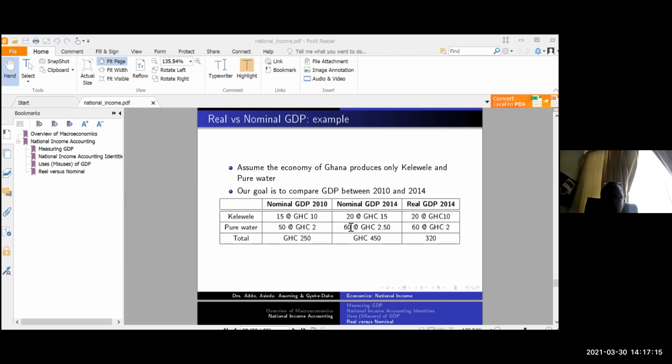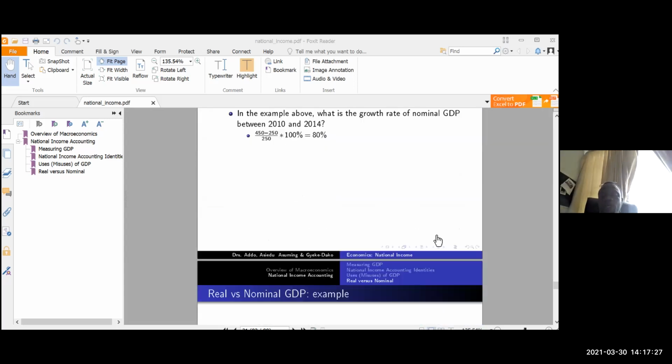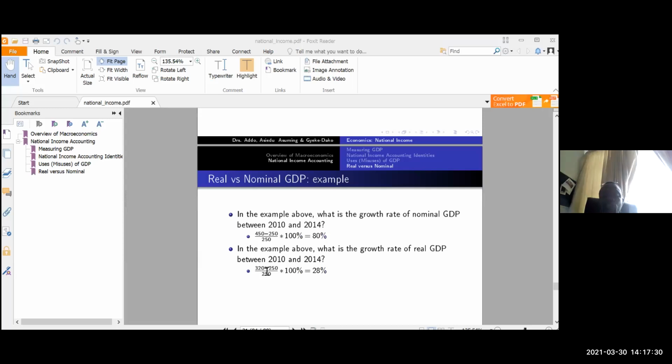And selling the sachet at constant price, the base year price, which is 2. So if you sum that up, that gives you a real GDP of 320. Okay, so the real growth in the economy, therefore, is the difference between the real GDP and the base GDP divided by the base. That gives you the real growth in the economy.